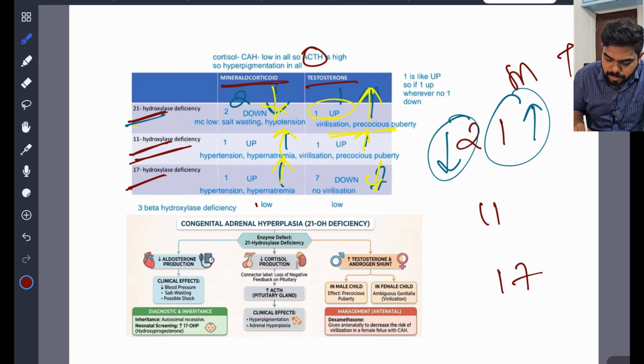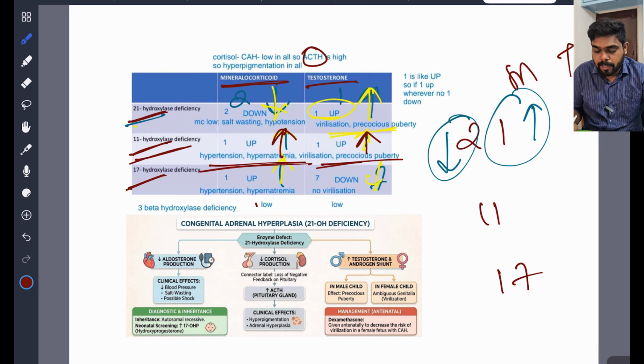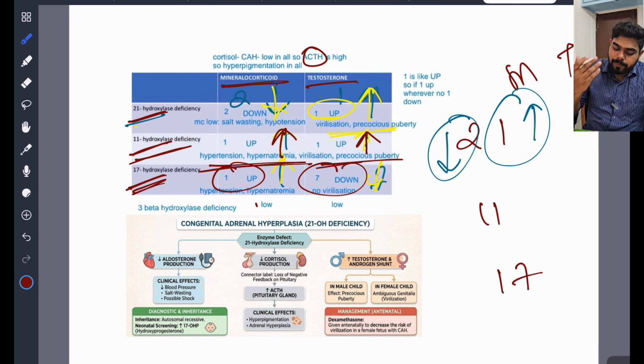In 11 hydroxylase deficiency, both are up: mineralocorticoid is up and testosterone is also up. Hypertension, hypernatremia, virilization, precocious puberty will happen. Where does virilization happen? In females with more testosterone, female characters will come down. In males with more testosterone, precocious puberty will be attained earlier. That's all, a simple idea. In 17 hydroxylase deficiency, 1 is up, 7 is down, so mineralocorticoid is up but testosterone levels are low, so there is no virilization. That is important. Okay, clear.